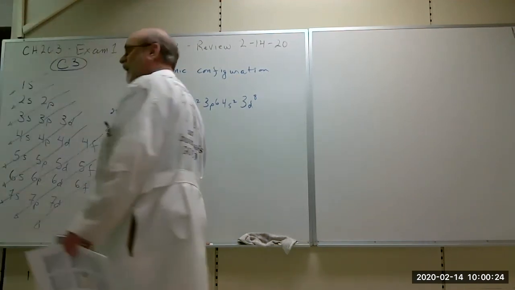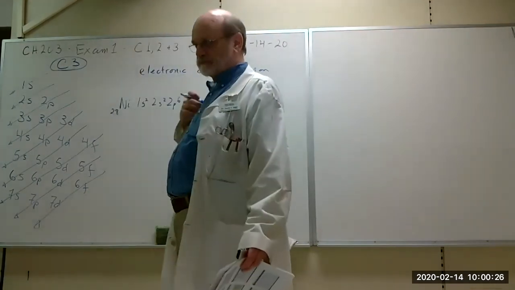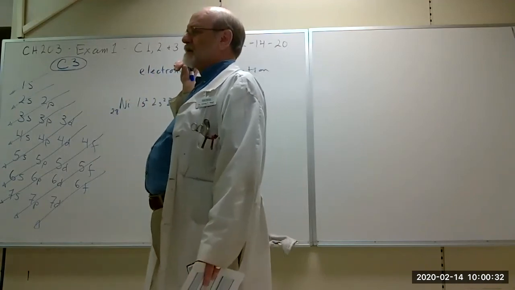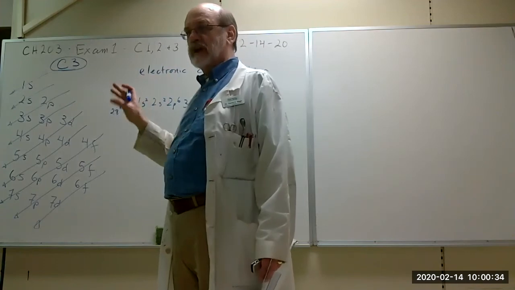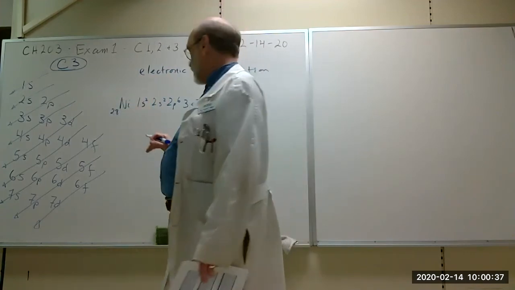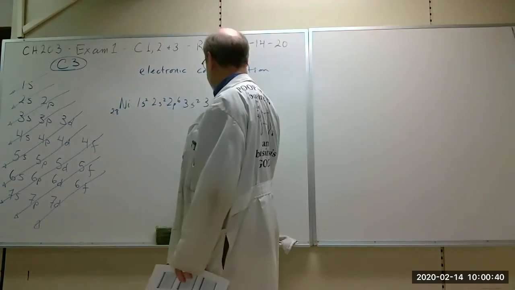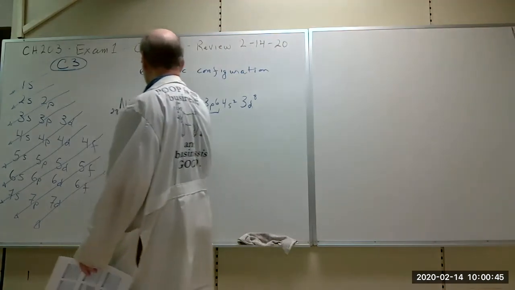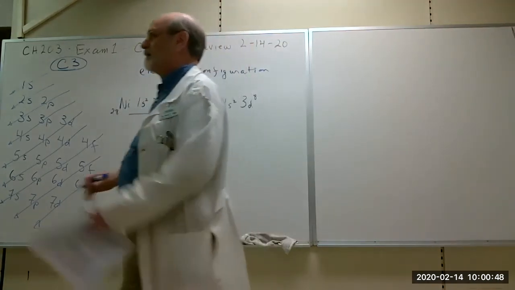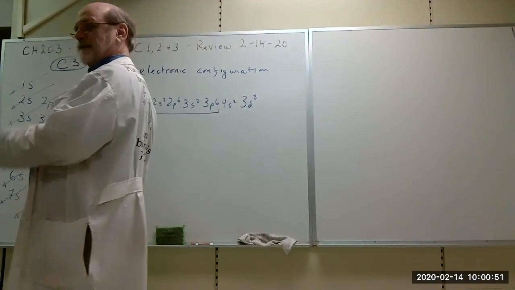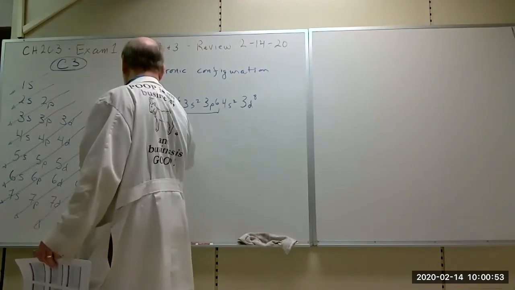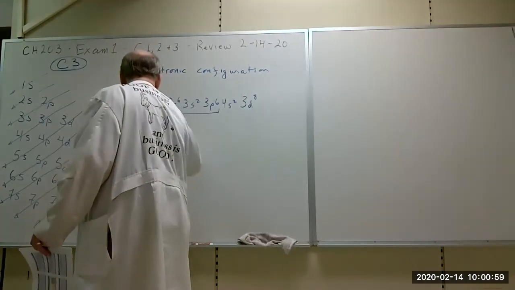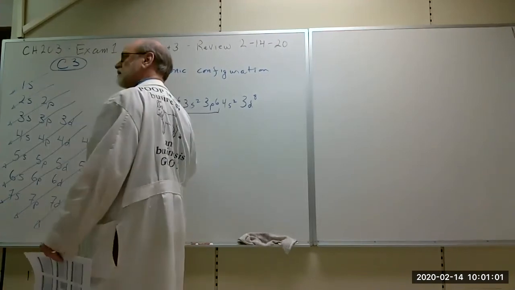Okay, another shorthand that we are permitted to use is we incorporate noble gas configuration as a core. So notice, if we go up to here, what does that look like? 2, 4, 10, 18. Looks like argon, doesn't it? So if we do this, argon, and that's, what did I say, 18? Yeah, 18.